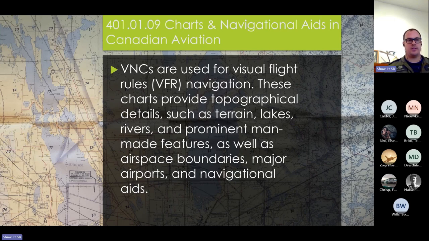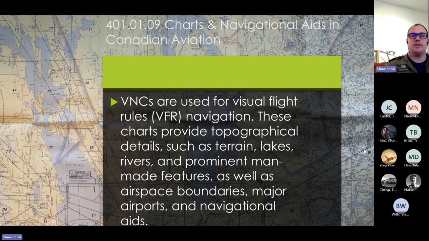So be careful with that, because every little town that was a railway stop on the prairies is still listed on those VNCs. If you're going to use something for a landmark, make sure it's something you're familiar with or a big enough town. The charts show terrain, lakes, rivers, prominent man-made features, as well as airspace boundaries, major airports, and navigational aids.